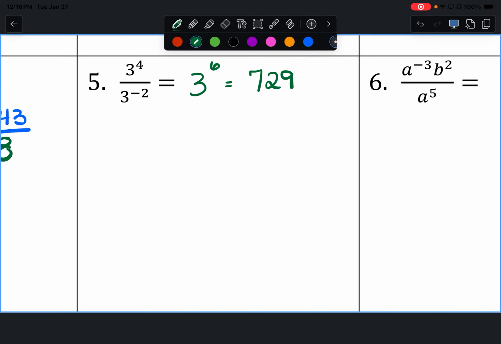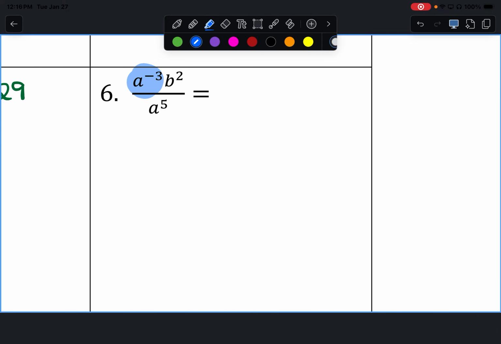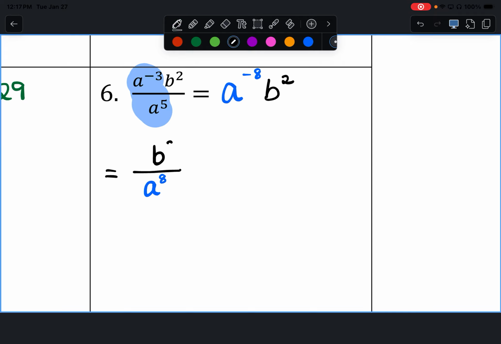All right. For number 6, we can start with simplifying our a's. What do I need to do with the exponent of those? What is -3 minus 5? All right, then did anything happen with the b? No. So we just bring over b squared. Okay, from here, what's going to happen to the a to the power of negative 8? It's going to move to the denominator. So we get a to the power of 8. Did we do anything with the b? No. So we get b squared divided by a to the 8th.